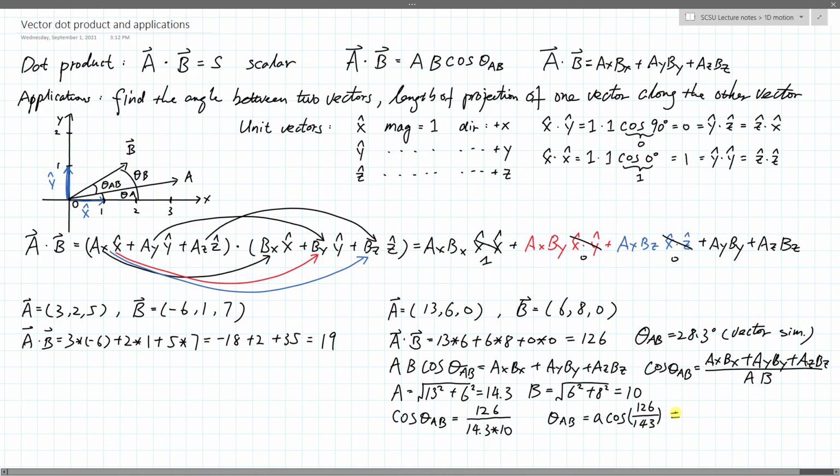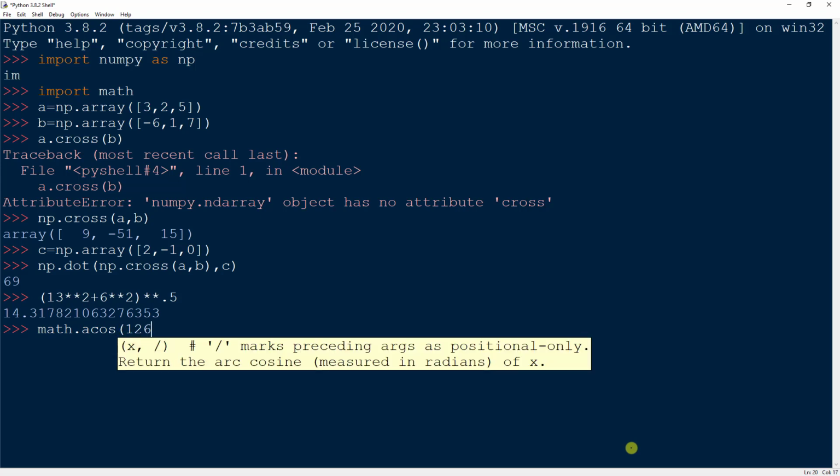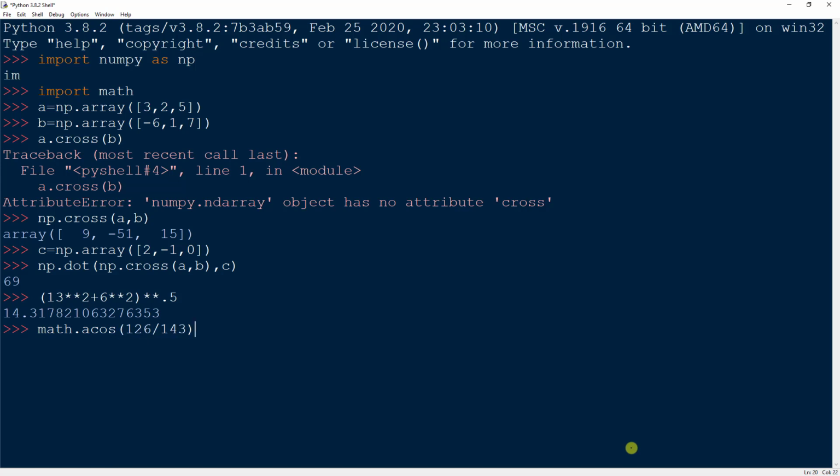All right, so let's get Python and calculate the arc cosine of 126 over 143. Okay, this will give us the angle in radians. We'll calculate the degrees by multiplying that by 57.3. This factor is 360 degrees divided by 2 pi. That gives you roughly 60, but it's 57.3.